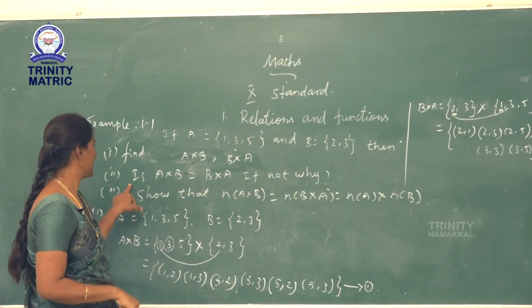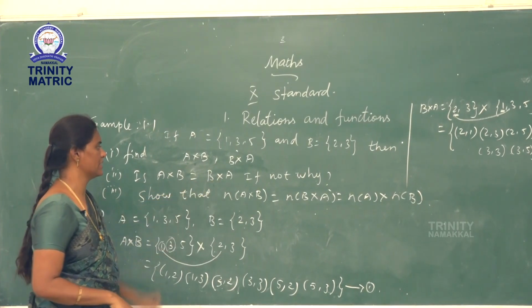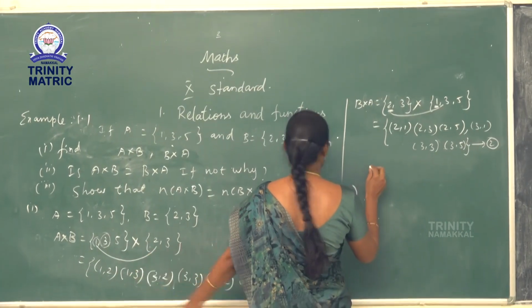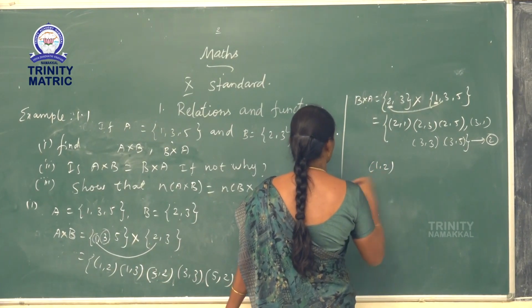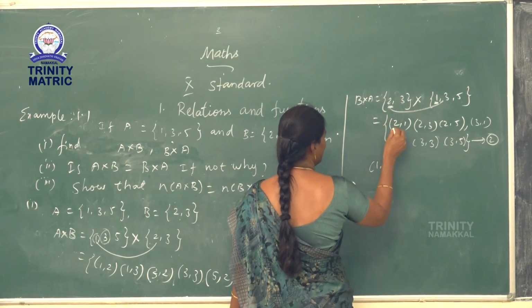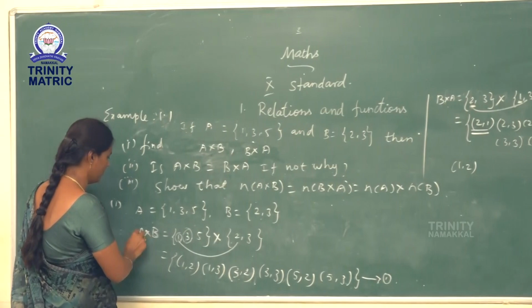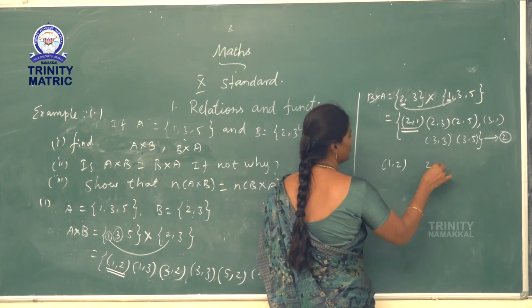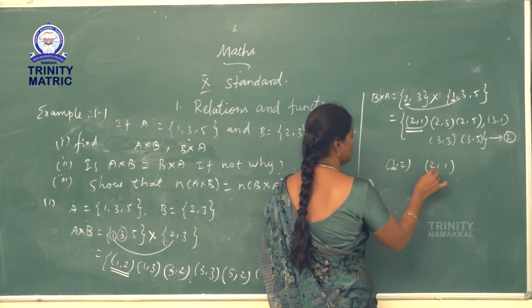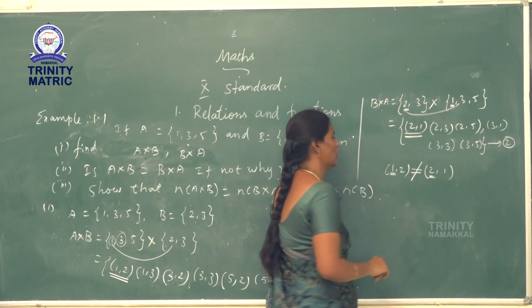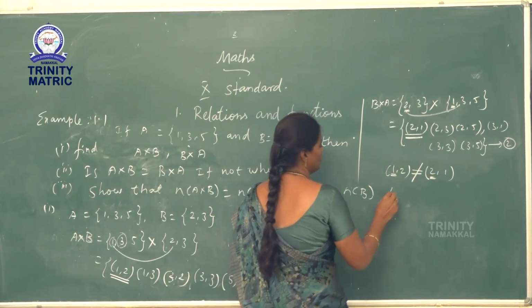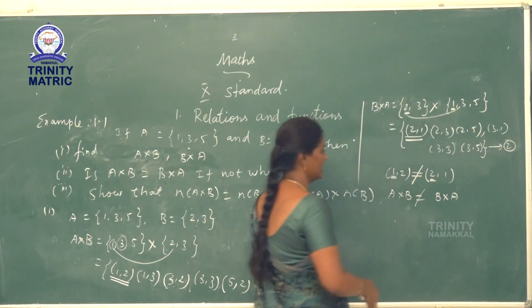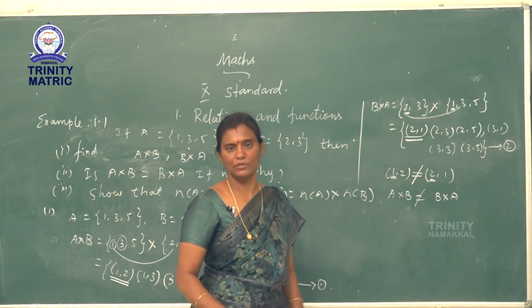What is the second one? Is A cross B equal to B cross A? If not, why? Here the first element of A cross B is (1, 2). Here the first element of B cross A is (2, 1). Here the elements are different, so these two ordered pairs are not equal. So A cross B is not equal to B cross A. The elements are different.